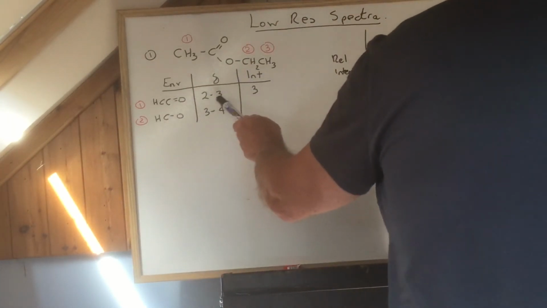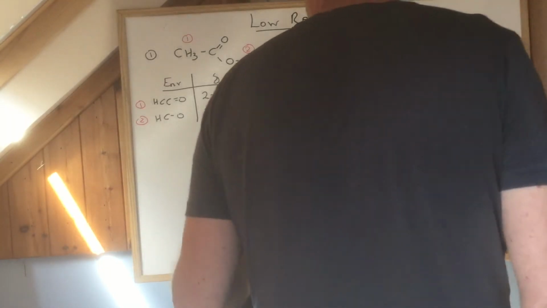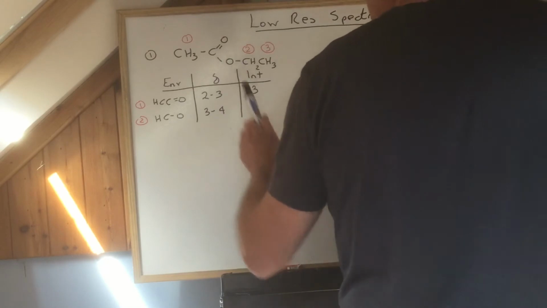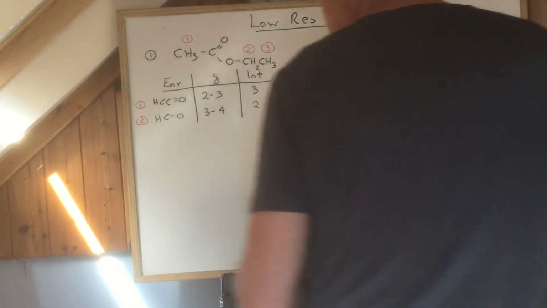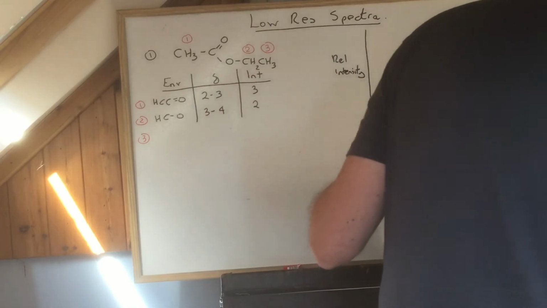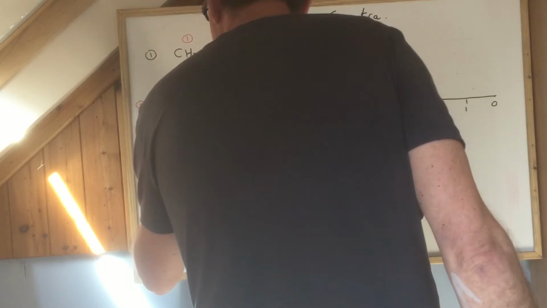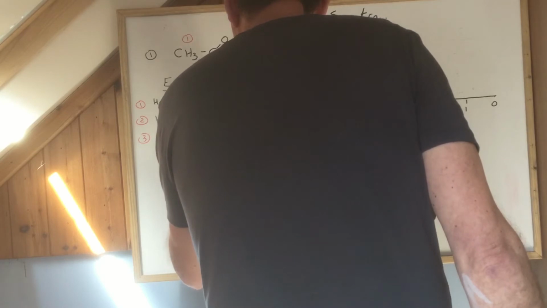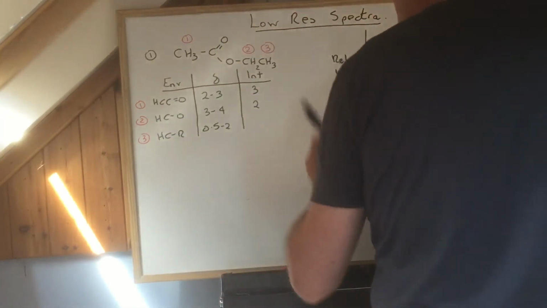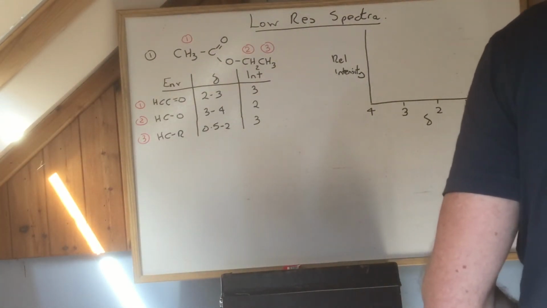When you're actually doing these, make sure you're very accurate where the peaks are. I'm being a little bit general with these numbers, but they're fine. 2 in that environment. Number 3. Okay. These are very common, a bit misleading, but basically a hydrocarbon chain indicated by that and here. And these are often split, 0.5 to 2. And there's 3 in that environment. So again, low resolution. So we just simply plot those out.